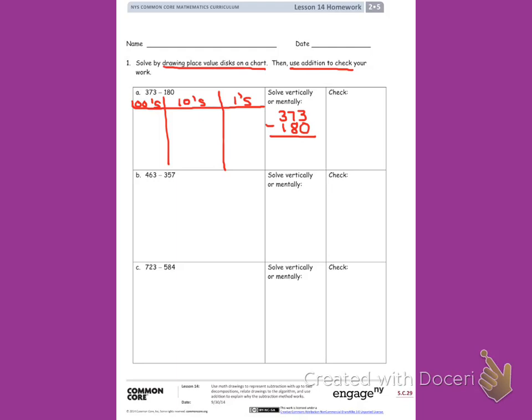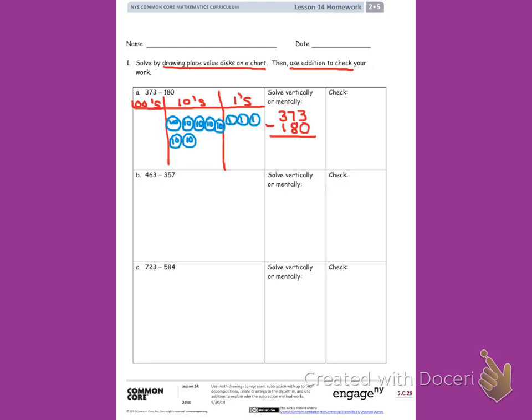Now let's go ahead and draw the place value disks in the chart. The number 373 has 3 ones. 1, 2, 3. It has 7 groups of 10. 1, 2, 3, 4, 5, 6, 7. As you can see, I put 5 in a row, just like on a tens frame.